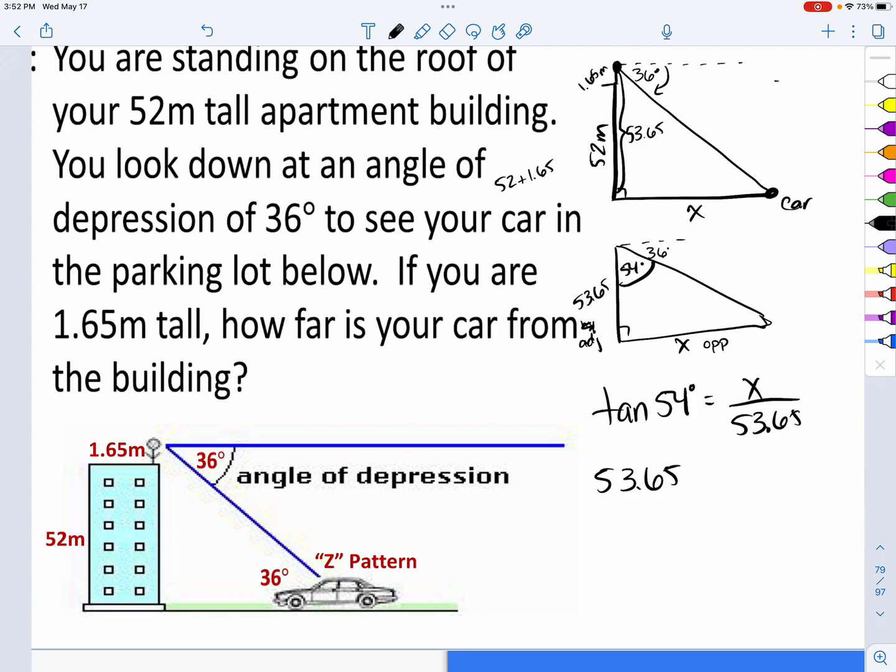Bring that 53.65 up and multiply it. And then now you go to your calculator to get the answer. It doesn't say how many decimals to use, so you can round it however you want as long as you round it correctly. I will say 73.8. Therefore, the car is 73.8 meters from the building.